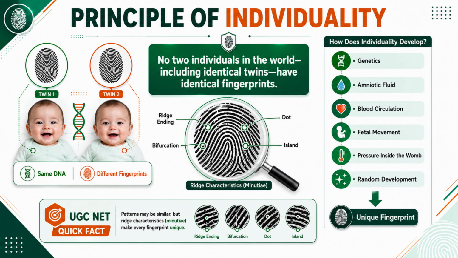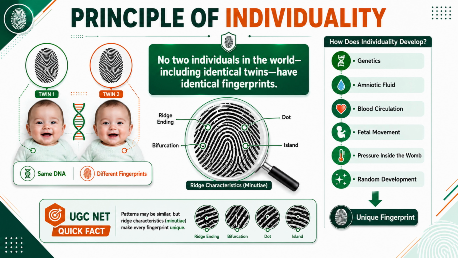When the fingerprint from the phone matches the unique ridge characteristics of one suspect and not the others, the examiner concludes that the fingerprint belongs to that particular individual. This demonstrates how the principle of individuality works in real forensic investigation.